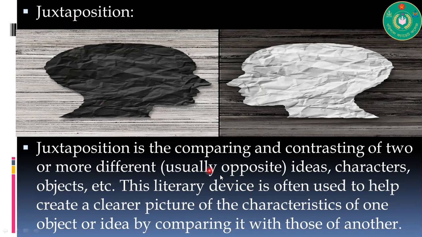Juxtaposition is the comparing and contrasting of two or more different, usually opposite, ideas, characters, objects, etc. This literary device is often used to help create a clearer picture of the characteristics of one object or idea by comparing it with those of another.